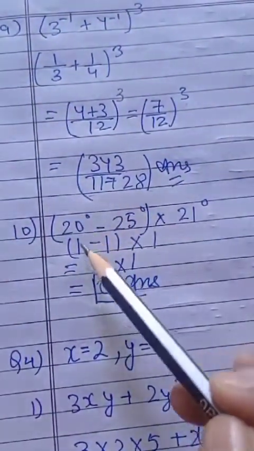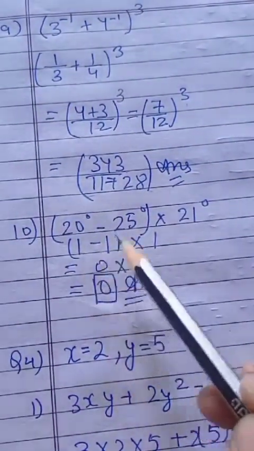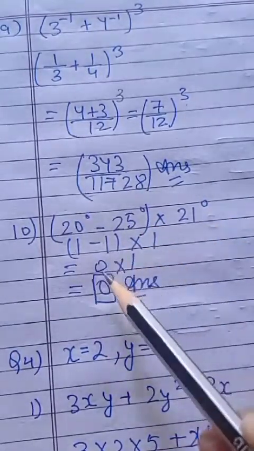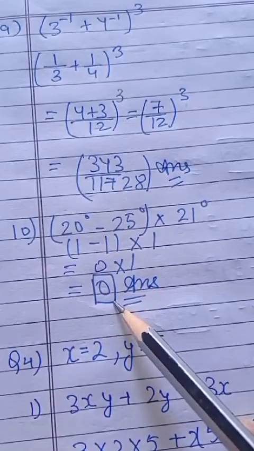10th part: anything raised to power 0 is 1, minus anything raised to power 0 is 1, into 1. 1 minus 1 is 0, 0 into 1 is equal to 0.